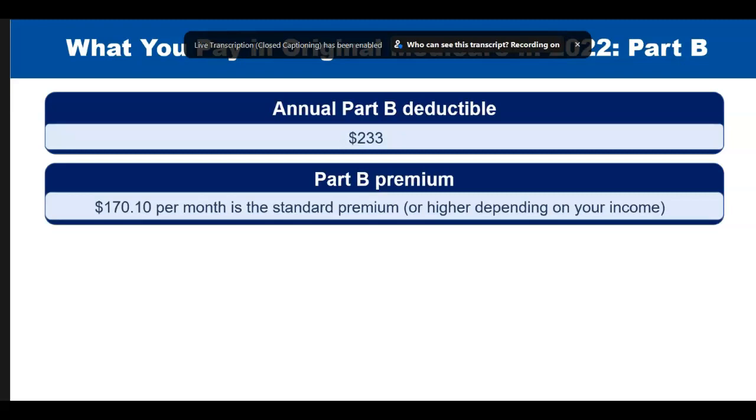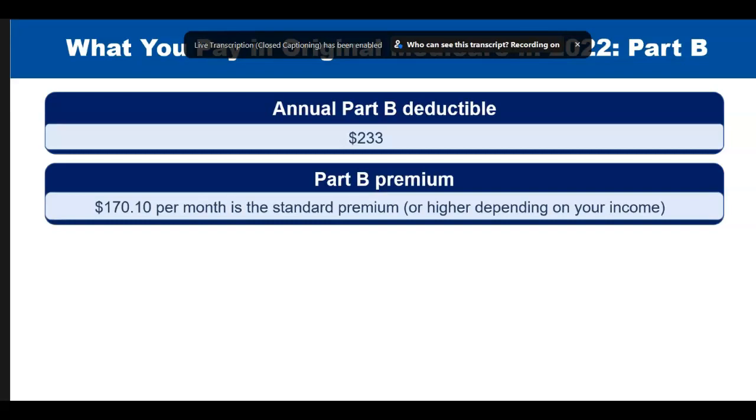What that basically means is that before Medicare starts to pay for anything, each Medicare beneficiary is responsible under Part B to pay $233. And then there's a monthly premium of $170.10. It's the standard premium for Medicare beneficiaries. There are some Medicare beneficiaries that pay a little more, called income-related monthly adjustment amount. That is based upon an individual's income, and it's a sliding scale. But the basic Part B premium, again, is $170.10.